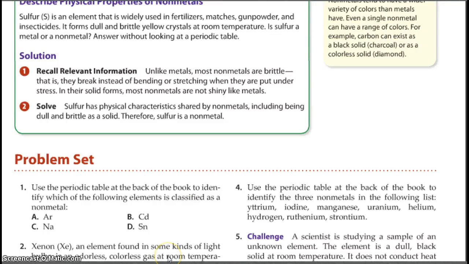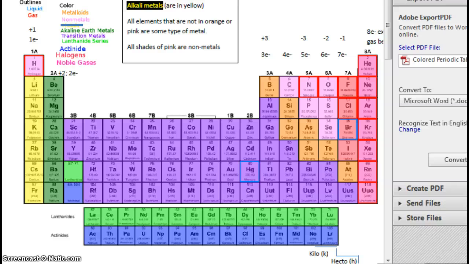All right, so use the periodic table and tell me if it is a metal or nonmetal. Argon, metal or nonmetal? It's hot pink. It's in the noble gases. All the pinks are nonmetal. All right, what about Si? Silicon. Well, it's got an orange background, which means it is a metalloid. And we'll talk about those next.